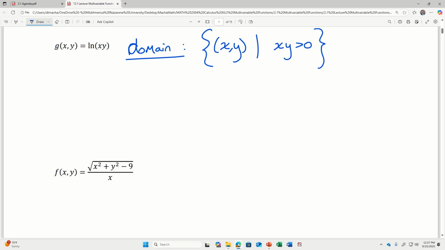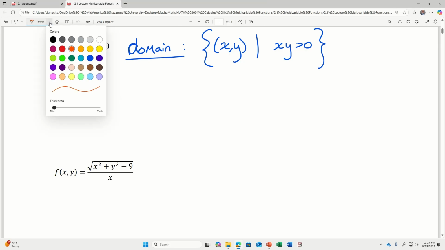So the little curly brackets are telling me I'm building a set. And then this reads, my set includes all coordinate pairs x and y such that x times y is greater than 0. So the vertical line, you would read that out loud by saying such that. My domain is the set of all coordinate pairs x and y such that x times y is greater than 0.